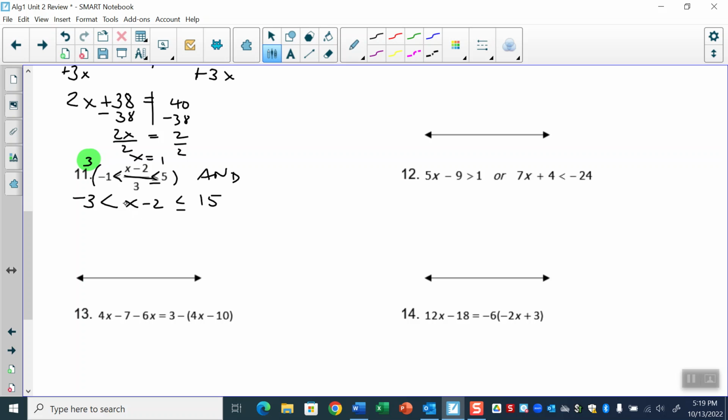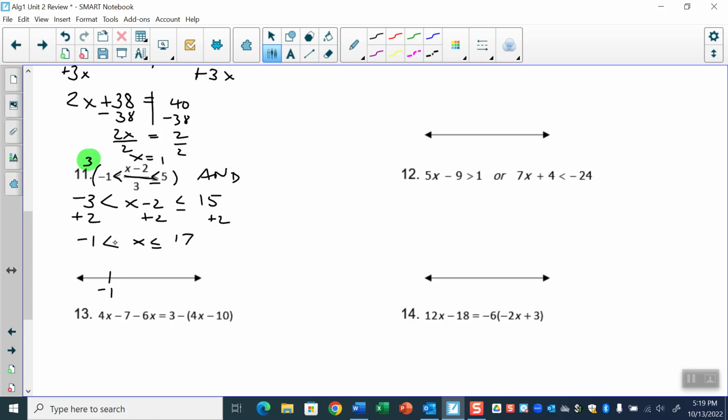And then now I've got the x minus 2, so I'm going to add 2 so that I'll have x by itself. Negative 3 plus 2 is negative 1. If you add or subtract, you don't flip anything. You don't have to worry about it. So I'll leave these as less thans, and then that would be 17.